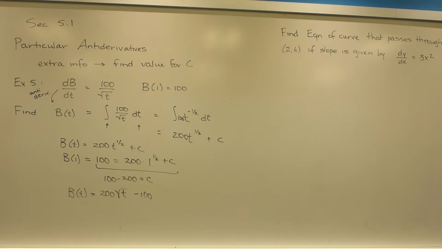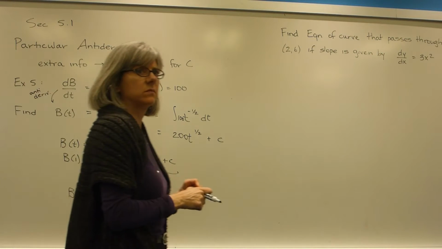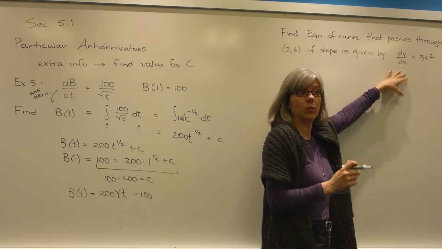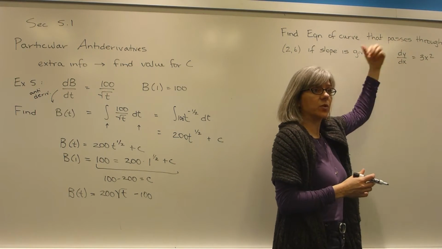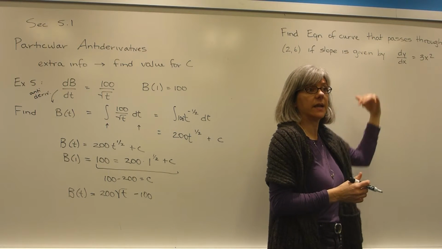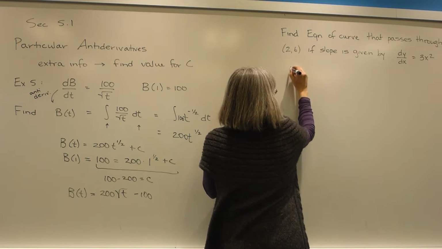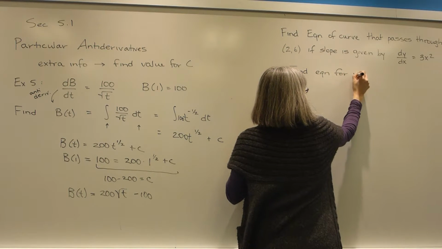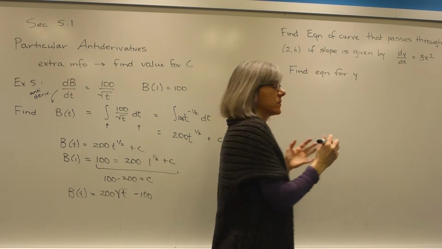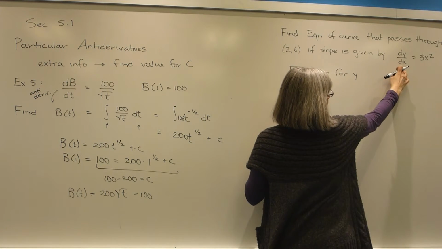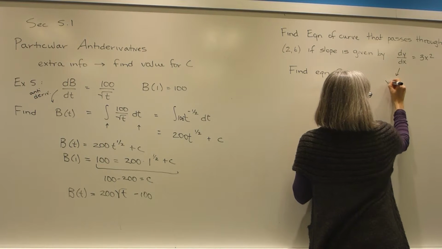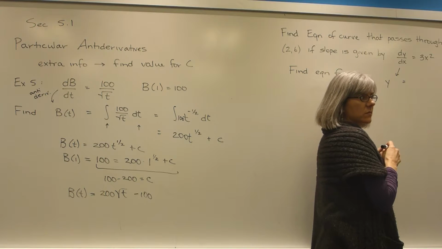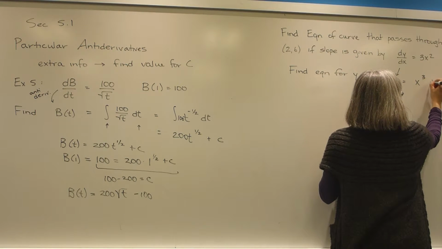So what does it mean to find the equation of the curve? What am I trying to find an equation for? I'm trying to find y equals something. I know the derivative, I'm trying to find y, so that tells me I need to do the antiderivative. So here you're trying to find an equation for y. Okay, so find the antiderivative. What's the antiderivative of 3x squared? Yeah, x cubed, plus c.